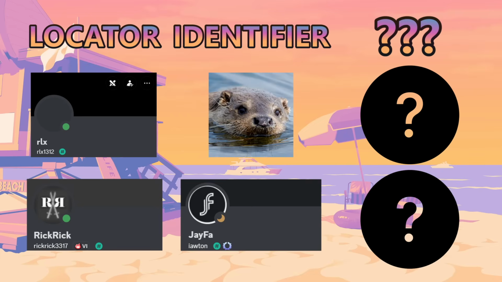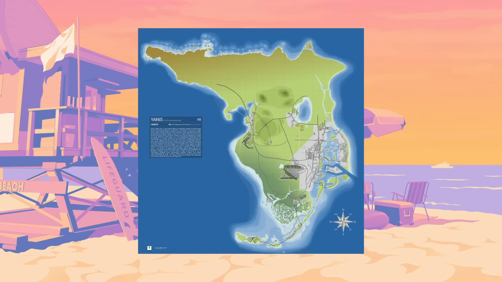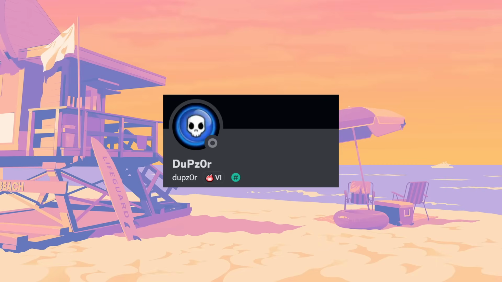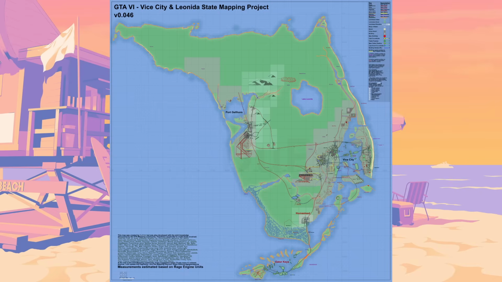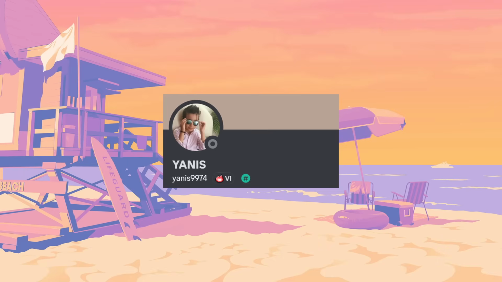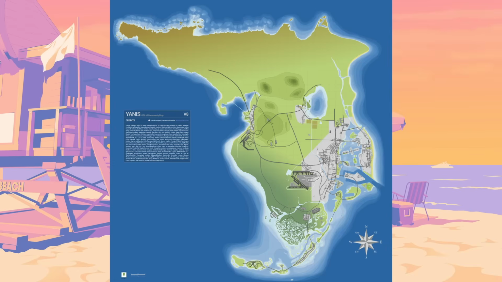And of course, this is more kind of supporting work for the locators who put these things in the correct locations. And the third role is the mappers, who actually compose the map itself from the work of the locators and the identifiers. And two of the most prominent mappers are Dubsor and Yanis. Dubsor was the first one to compose a map for GTA 6 and did that for a while. He also worked on GTA 5's map. However, Dubsor is taking a bit longer of a break now from mapping, as he has a life, and Yanis has filled his boots. So Yanis' map is founded on Dubsor's map and then expanded upon.